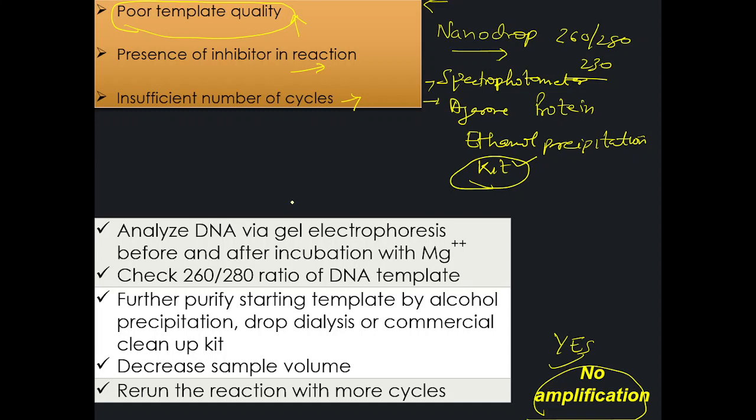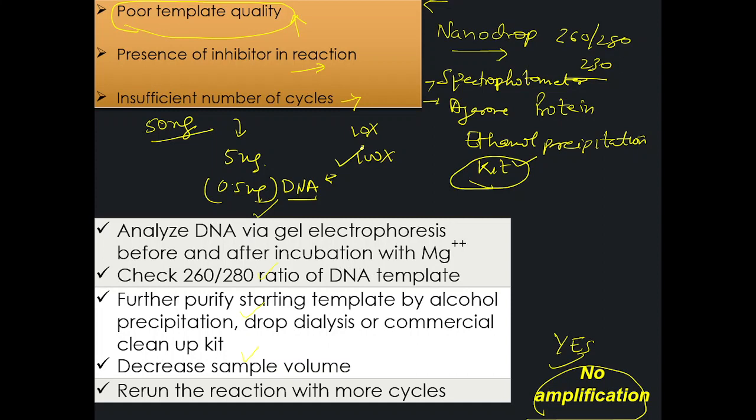You can visit them. You analyze the DNA, you check the ratio, you start with the purification. You decrease the sample, means if you are using say 50 nanogram of DNA, maybe because of the impurities or the inhibitors present, your PCR is not occurring, then you can reduce it to 5 nanogram or in fact 0.5 nanogram of DNA as well. This has been shown that if you dilute your template DNA by 10x or by 100x, the chances of success also increase.